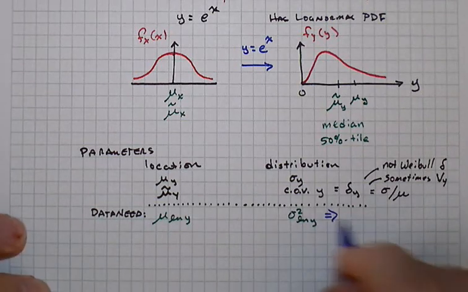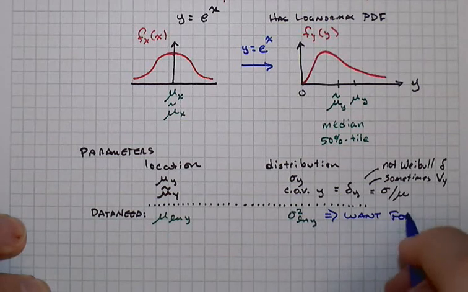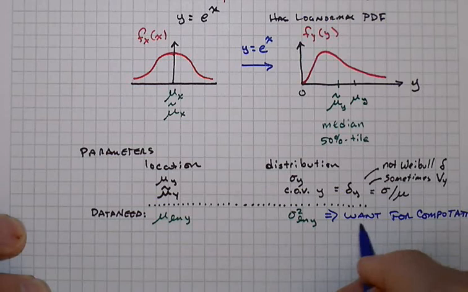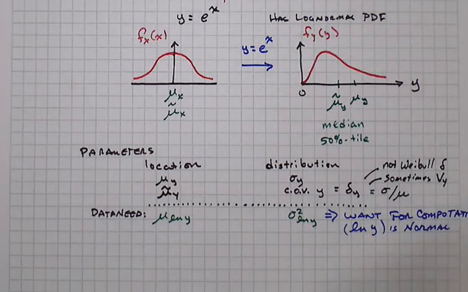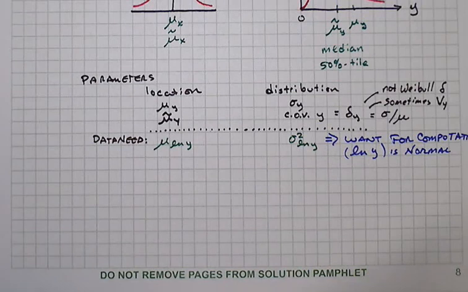And again, that's because we want it for computation, because the natural log of y is normally distributed. And that's a pretty darn key thing here, and why we use this thing at all, even though it does begin to be a bit of a pain to work with. So let's look at what these transformations are.